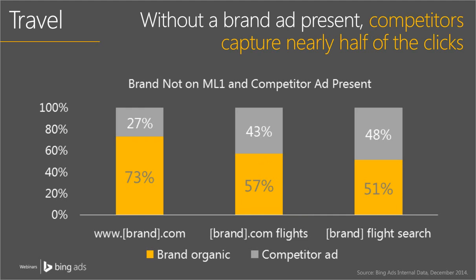Those numbers were averages across travel. And here we're showing some real examples with actual brand names redacted, but these are real queries, where you can see that without a brand ad present, competitors captured nearly half of the clicks. So it's 27% for www.brand.com, and in the 40s for some of the other what we call brand modified queries, where you have a brand plus another search term. But think about it, for brand.com, there's somebody that's clearly looking for a very specific destination, right? But still, competitors are able to capture more than a quarter of the clicks on that search. It's pretty astonishing.